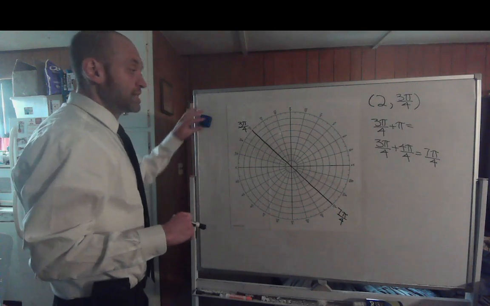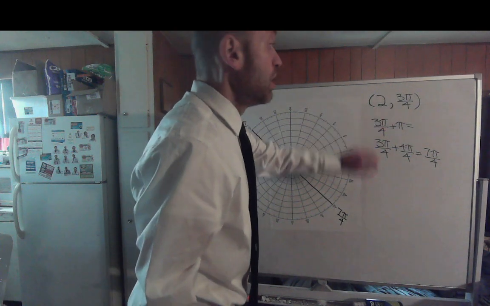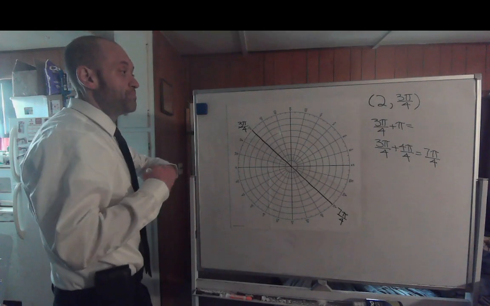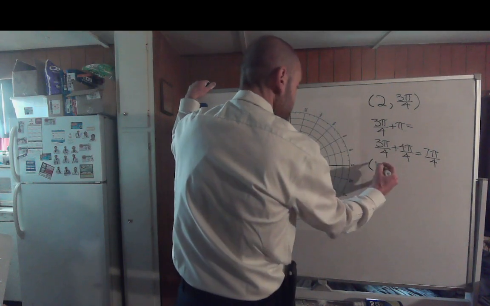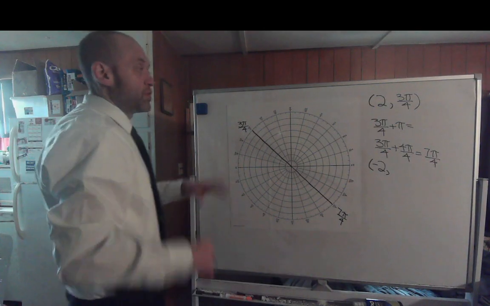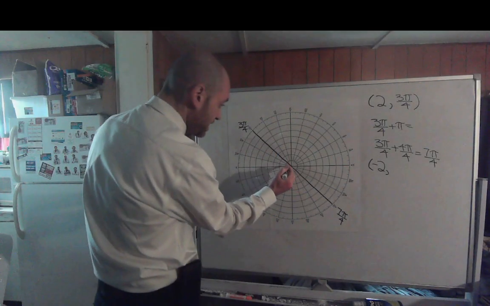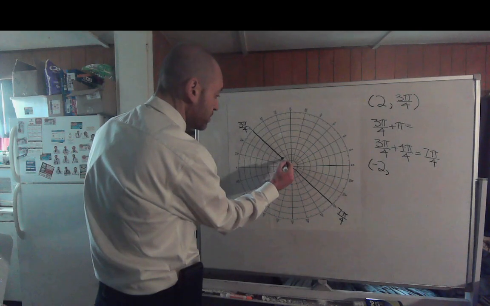Now, let's find two other points, one with a negative r and then one with a positive r, negative theta. So to find the negative r, we're of course going to take that 2 and make it negative. Now, whenever you have a negative r, well, here's 2, 3 pi over 4. Why don't we plot that? Here's 2, 3 pi over 4.